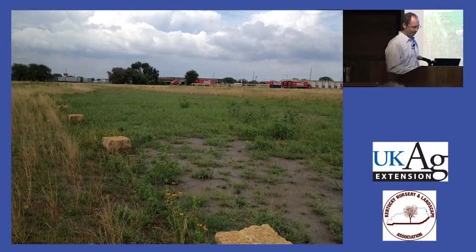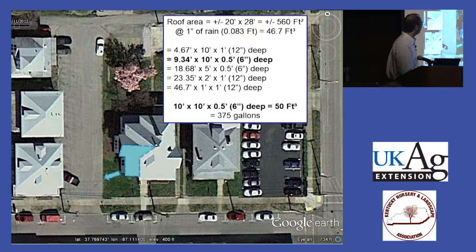So this is going back to the Owensboro little house. Again, I knew what kind of surface area I had to work with. I could get a variety of different geometries to meet the volume I wanted to do. So the dimensions that worked out best for this location was about 9.3 feet by 10 feet by 6 inches deep. That gave me enough room.